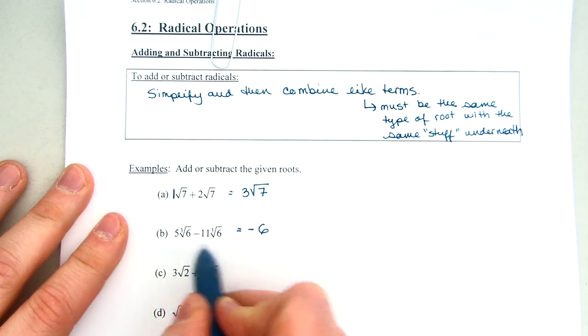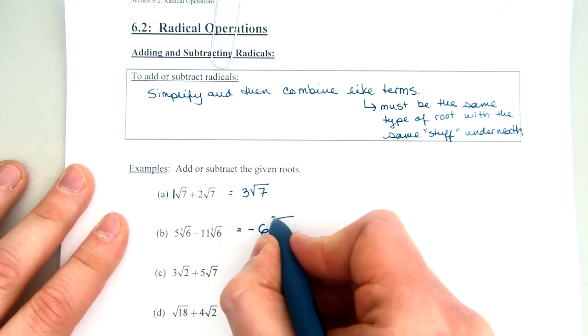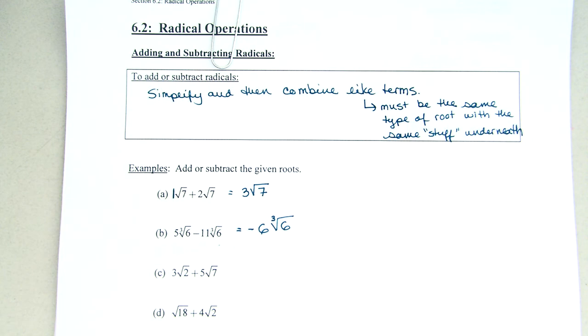Exactly. 5 of these things minus 11 of those things. You got negative 6 of those things. Don't get rid of the root. It still needs to be there, like Elias said. Negative 6 times the cube root of 6. Not bad yet? How about the next one?